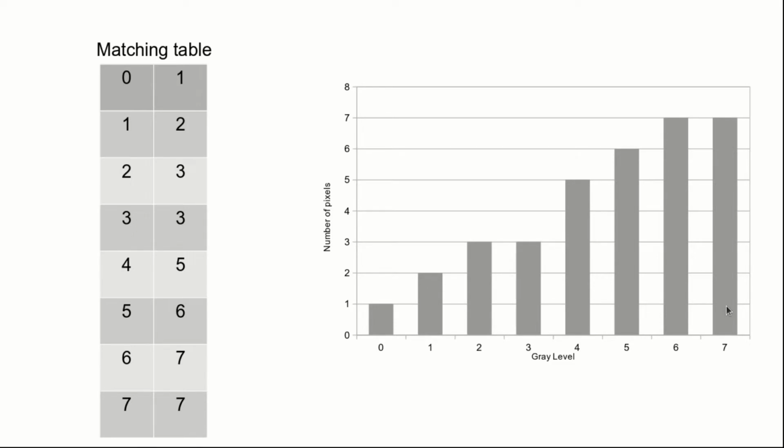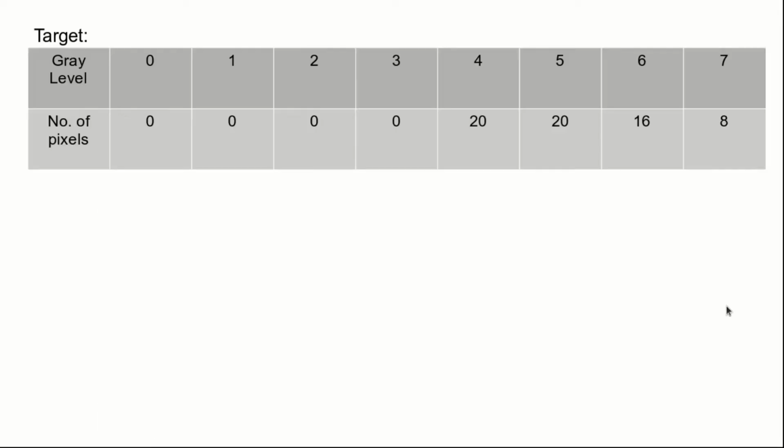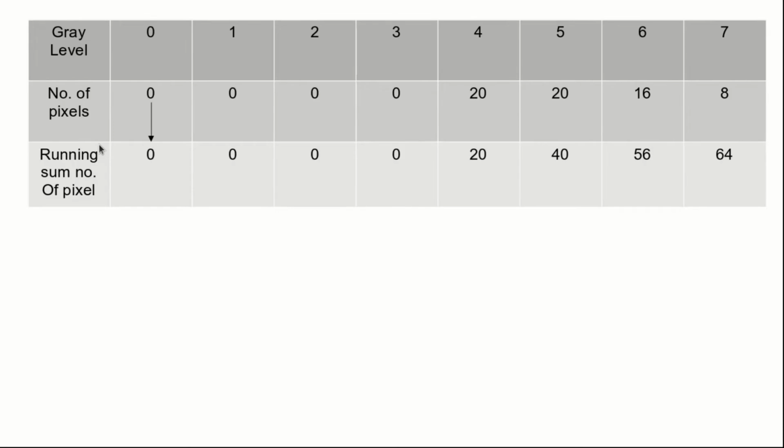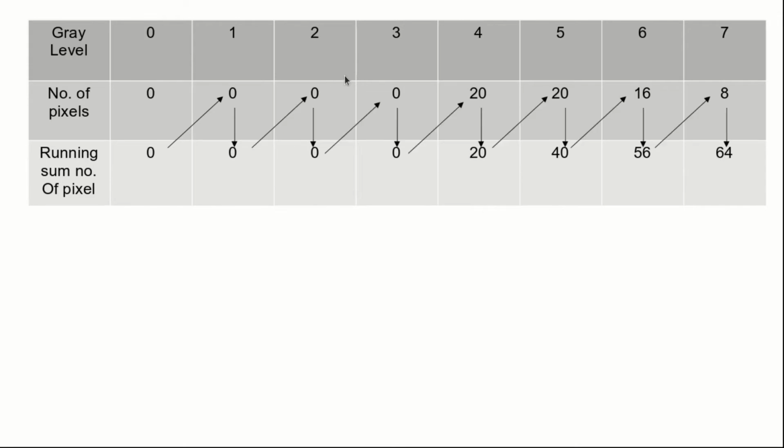Now let's go further and solve for the target. It is the same as the equalized input, so you don't have to worry. Just take down the given values, that is gray level and number of pixels. The third row is the same: the first cell you take as it is from the previous row's first cell, that is 0. Now add this 0 to the previous row's adjacent cell: 0 plus 0 is 0, 0 plus 0 is 0, and so on.